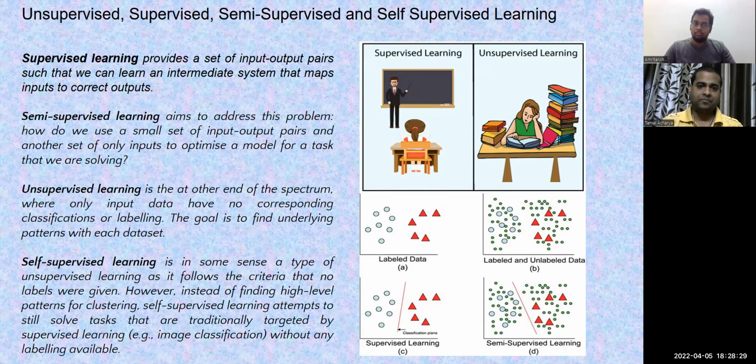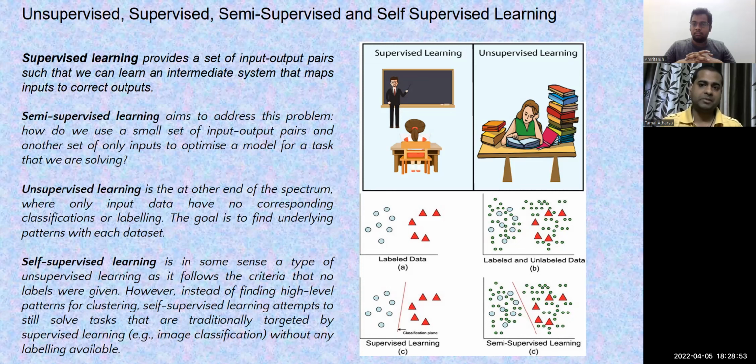Semi-supervised learning is, how do we say, a small input. There is a small set of input-output pairs, and then there's another set of inputs that a model optimizes and uses for solving. So it's like part supervised, part the model tries to figure out something unsupervised. That's semi-supervised. Unsupervised is completely trying to do it on your own.